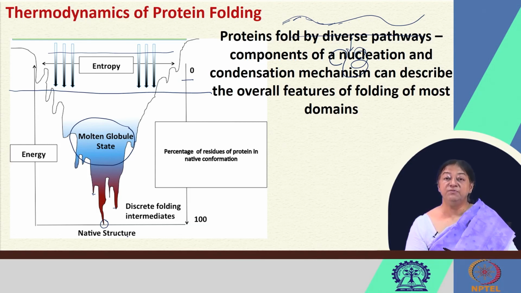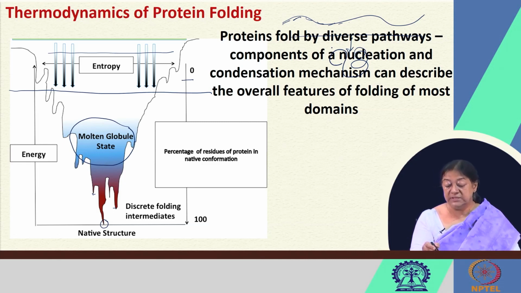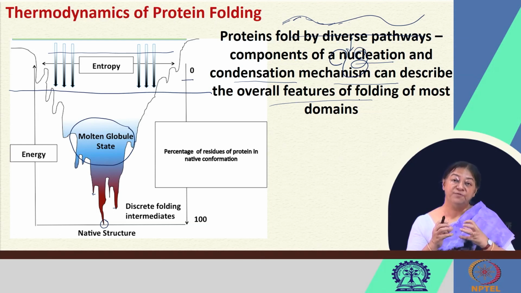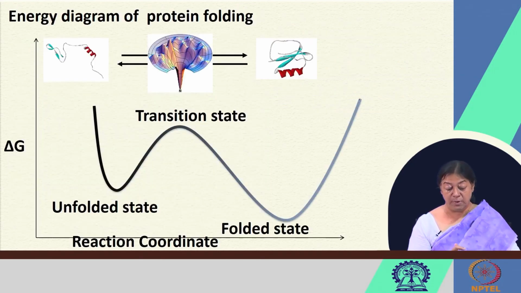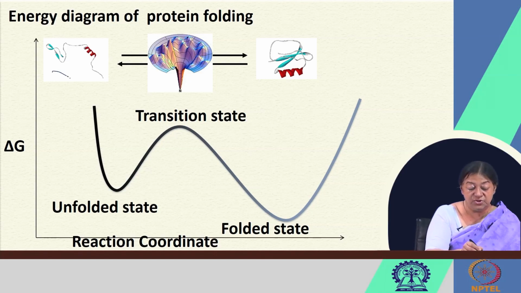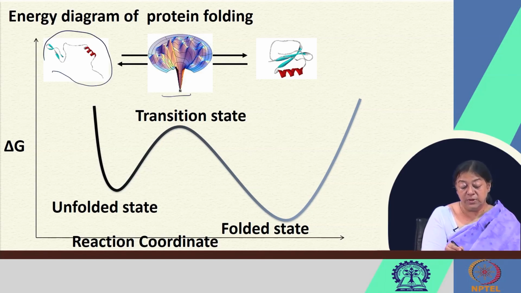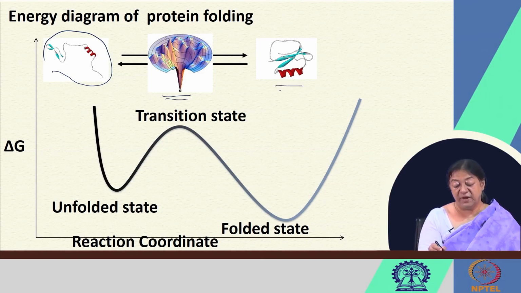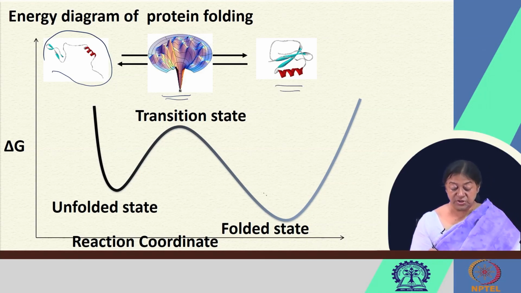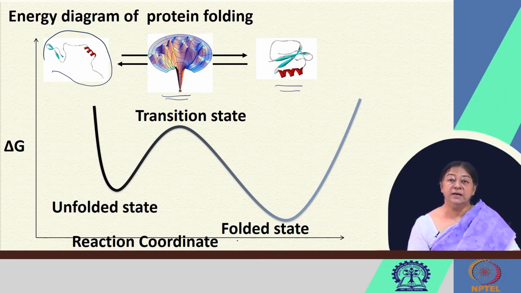So, when we look at protein folding, it occurs by diverse pathways, and there are components, as I mentioned, of a nucleation and a condensation mechanism that actually describes the overall features of folding of most of the domains that we know about. So, if we are looking at the unfolded structure in this form, and as we know, we look at a protein folding funnel, we have the final folded structure. The unfolded structure and the folded state are in an energy form where we have the folded state at a minimum energy form that is going to be the compact structure.